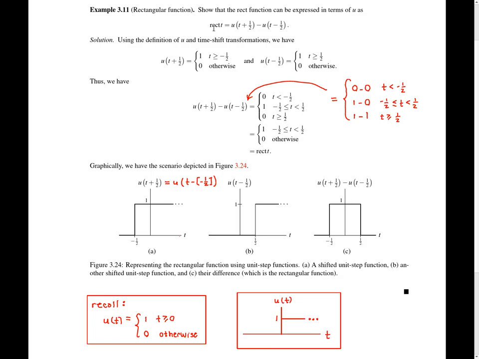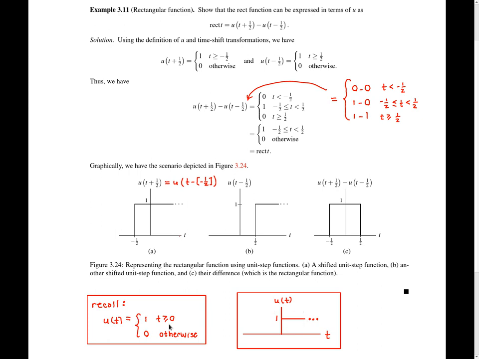In this example, we're asked to show that the rect function, in other words the rectangular function, can be expressed in terms of a pair of time-shifted unit step functions in the way that I've highlighted here. Before we start this problem though, just recall that the unit step function looks something like this.